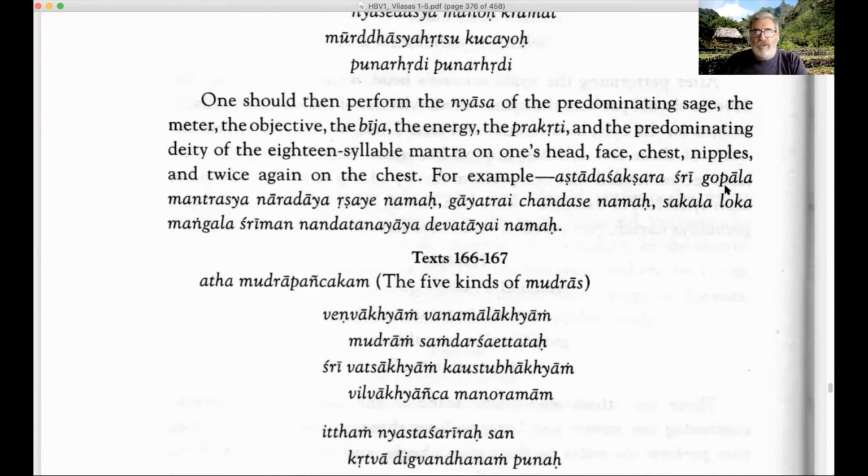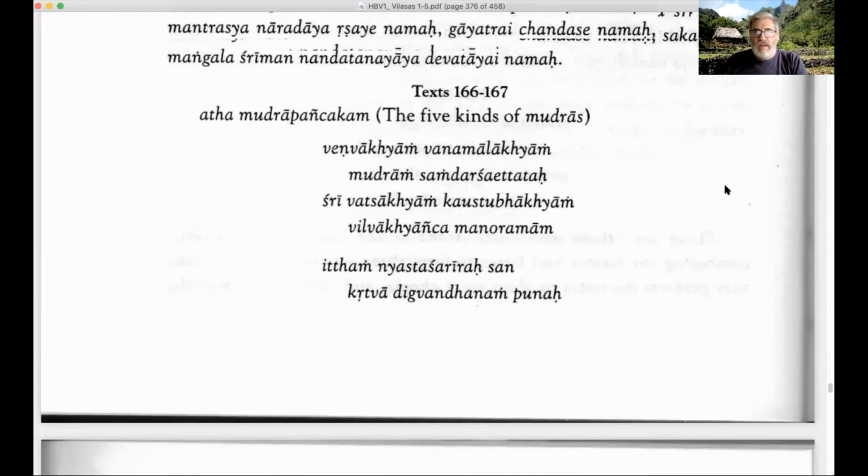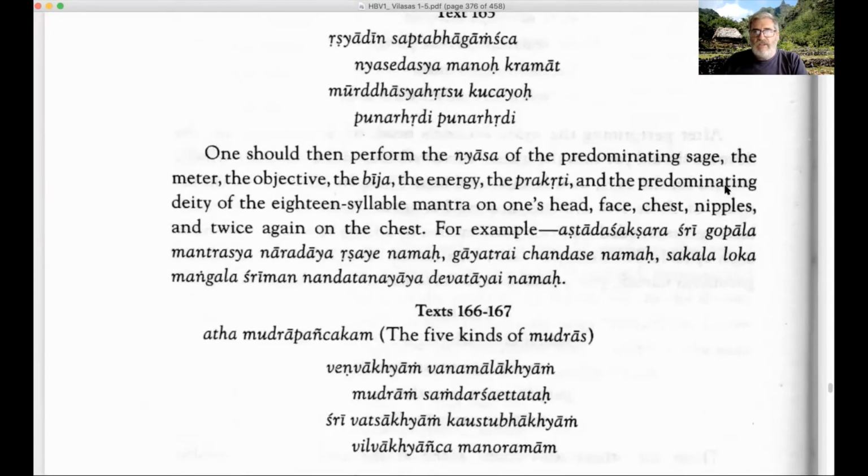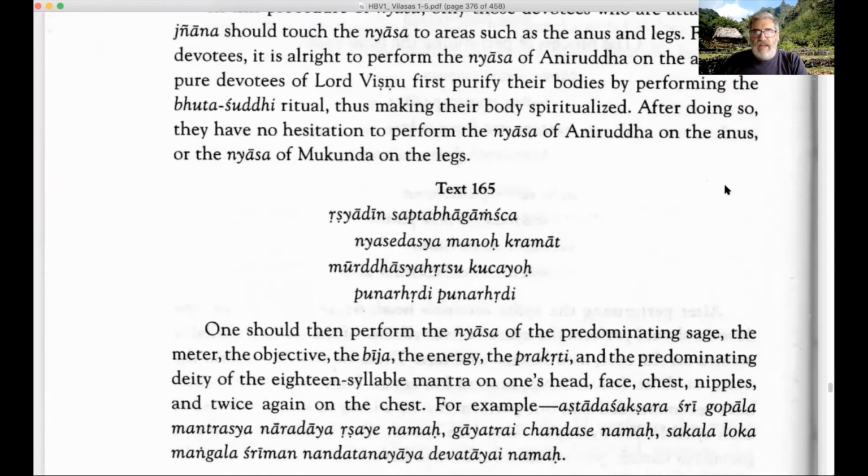So this comes to pretty much the end of the point about the nyasas. So let's go back and look, starting where we left off with the Akshara Nyasa, and we're going to see how to do those nyasas in a prayoga system. Okay.